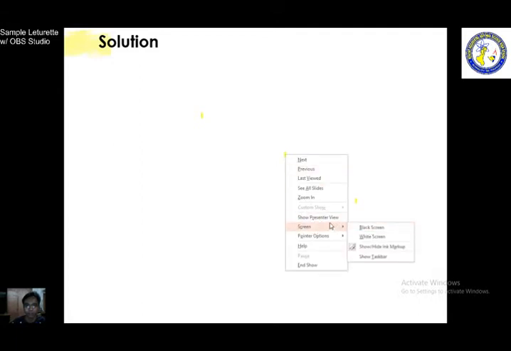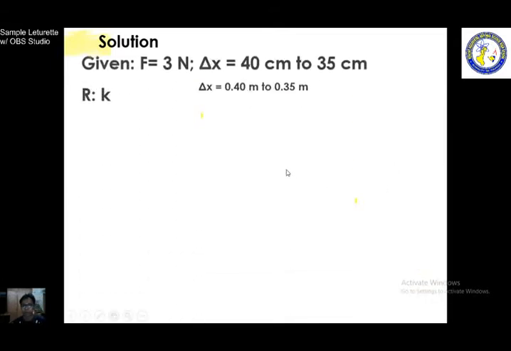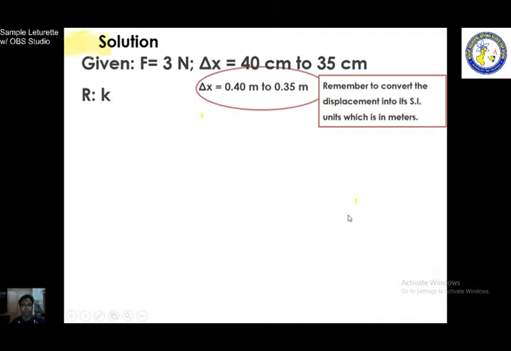So for the solution, we start with the given. Given: F equals 3 newtons, displacement is 40 centimeters to 35 centimeters. Now, we need to convert centimeters to meters because we are now using SI units, and the base SI unit for distance or displacement is meters. Required: K, or the spring constant.